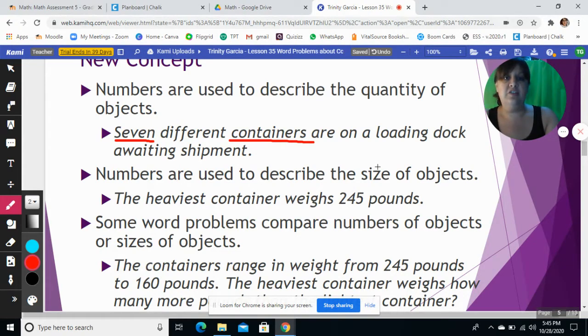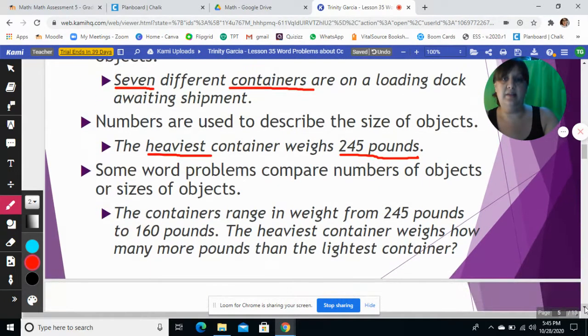Numbers are used to describe the size of objects. So the heaviest container weighs 245 pounds. It's telling us the heaviest, the size of it, what it weighs.